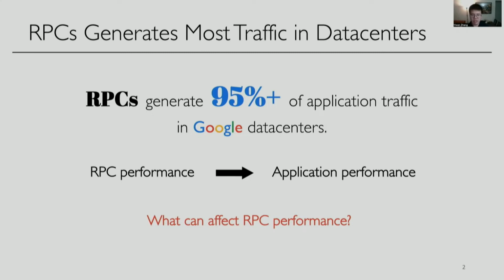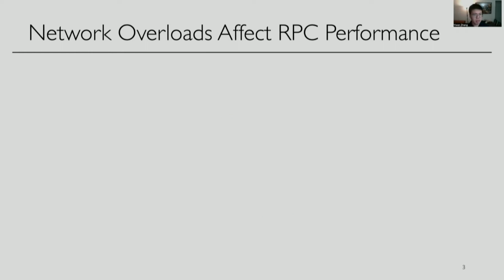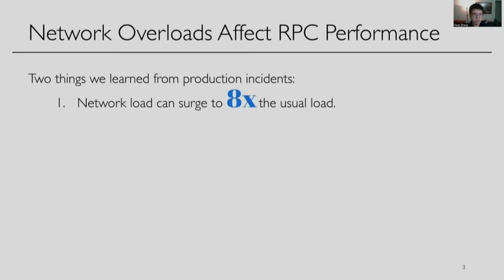Well, it turns out that RPC performs well most of the time, except for the case of network overloads. Network overloads can happen when multiple applications surge in their demand in the data centers. There are two takeaways we learned from our production incidents. First, network overload can sometimes surge to as high as 8x the usual load. And second, the network component of the RPC latency can dominate the latency spikes, leading to unavailable service.